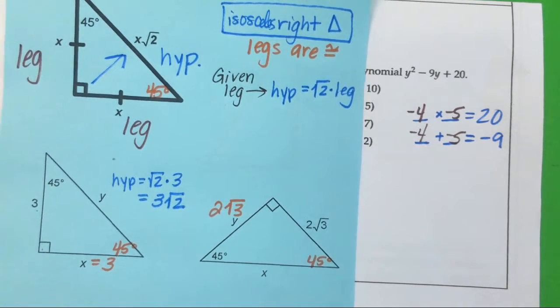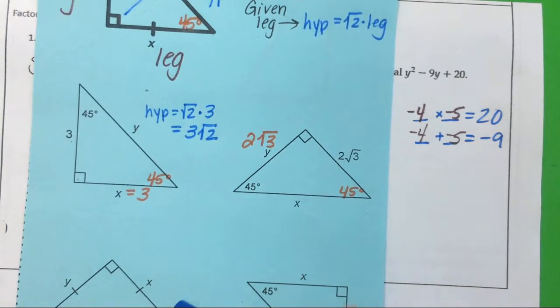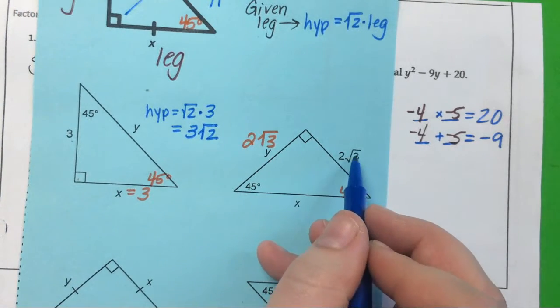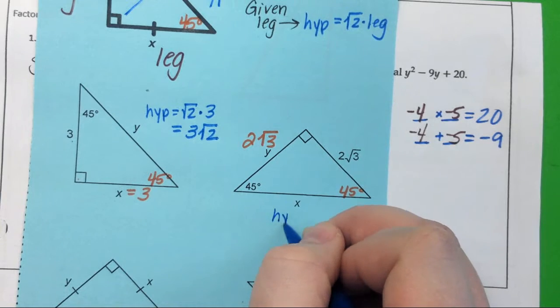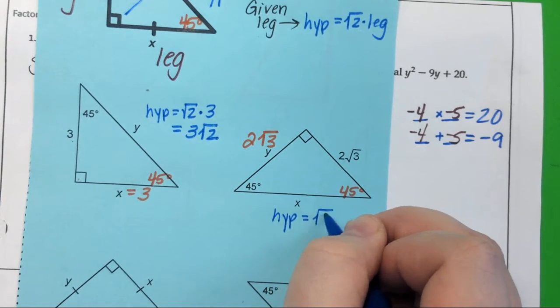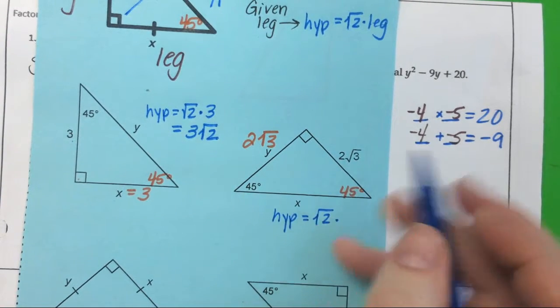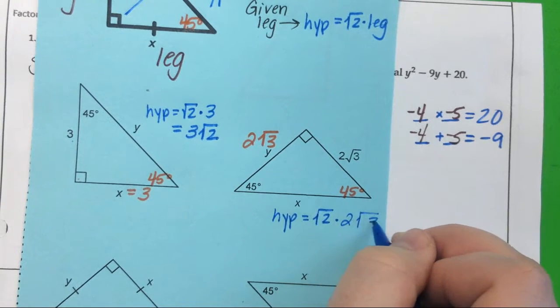Okay, so I'm going to do the exact same thing on this next one because, again, I'm given a leg. So to figure out this hypotenuse, I'm going to do square root of 2 times my leg. Well, my leg is 2 square roots of 3.